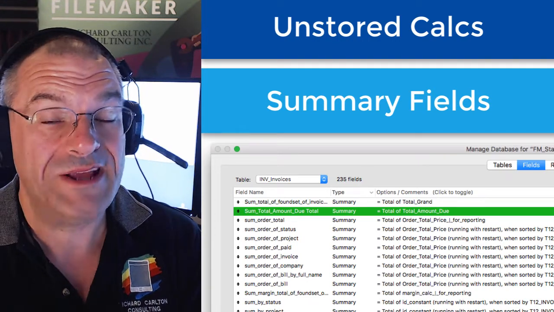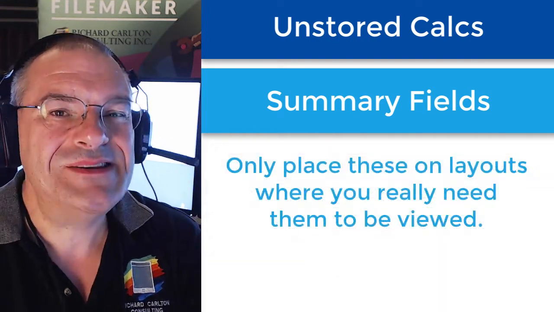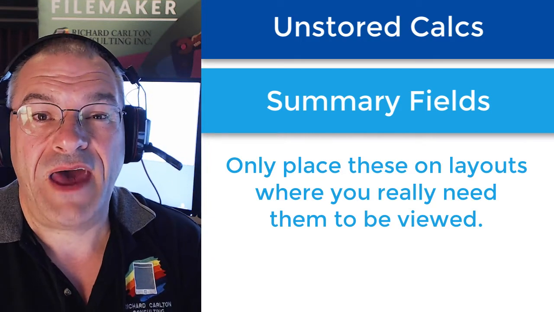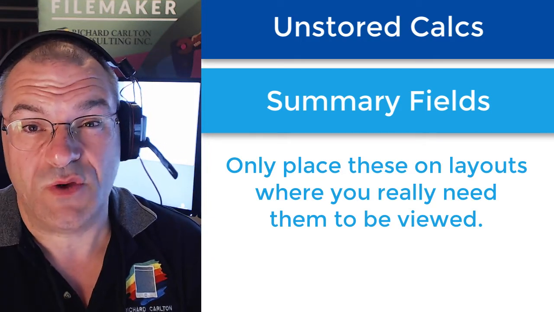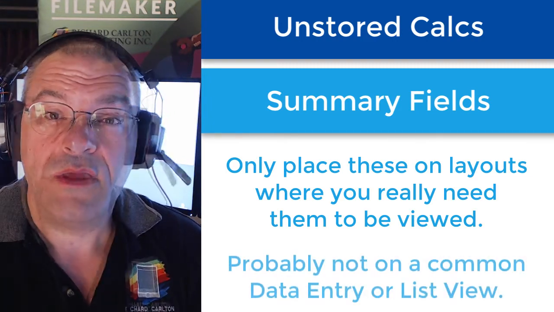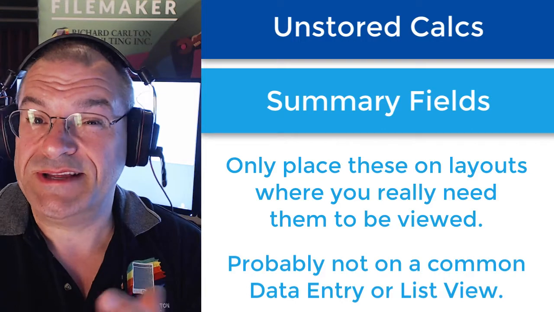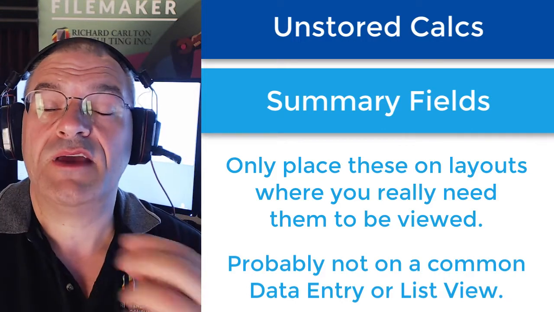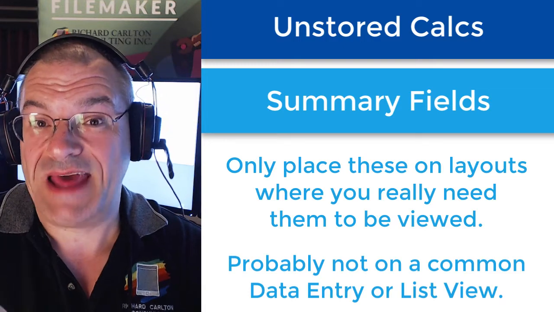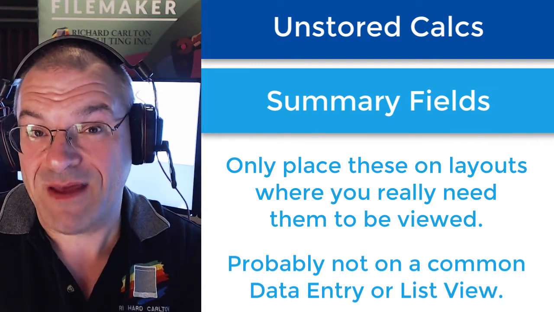So what you want to do is feel free to define in your FileMaker custom app an unstored calc or a summary field, but only place them on a layout where you really need them to be viewed. In fact, on a common data entry screen or maybe a common list view, you may not need to see these at all. But if there's a situation where a user needs to see that information, you might consider making that a button that pops another layout where they see that information only at that time.